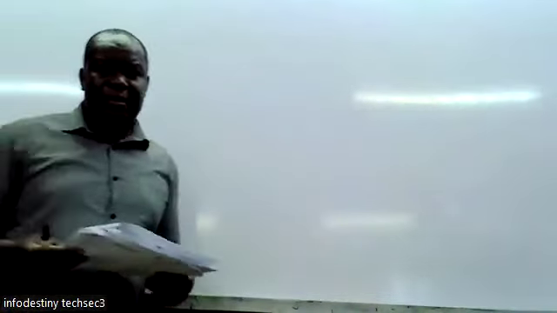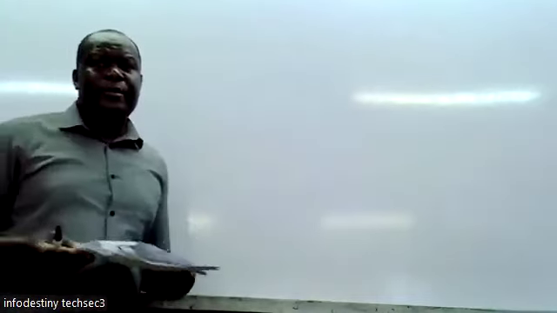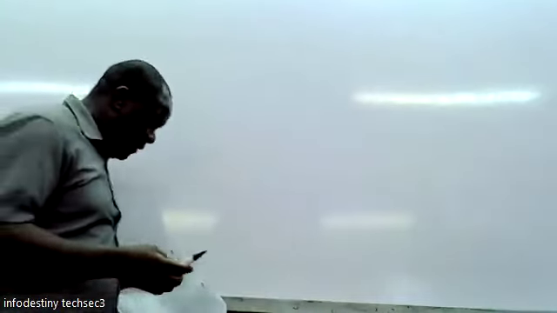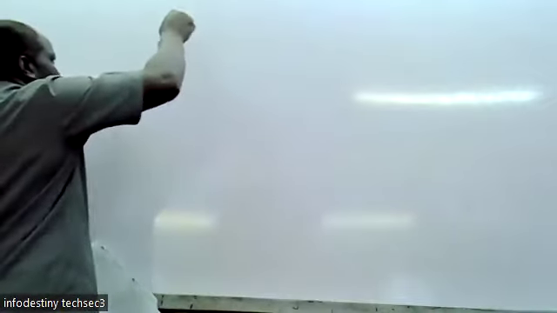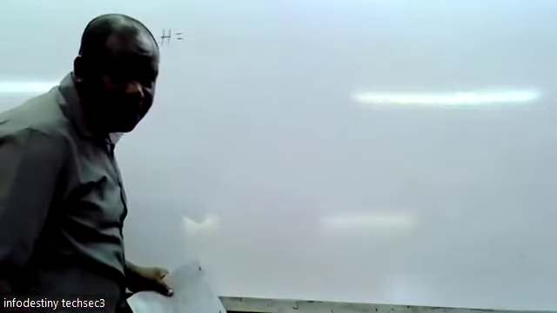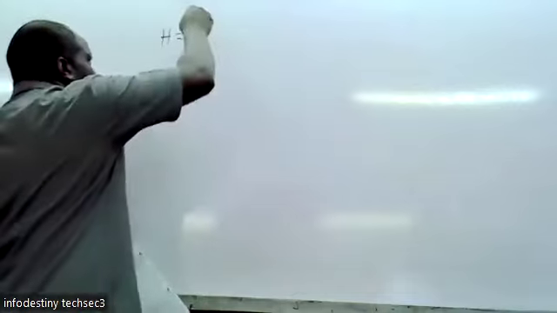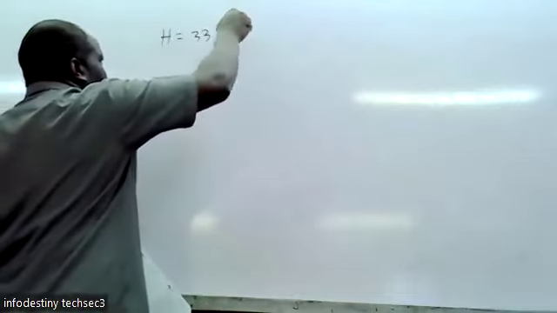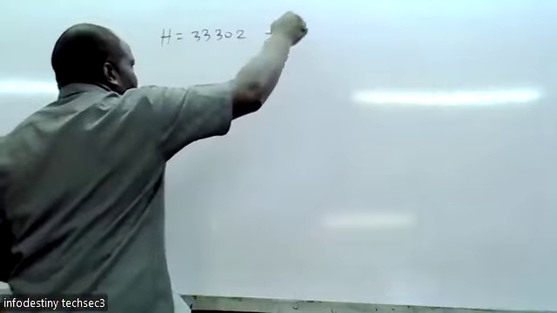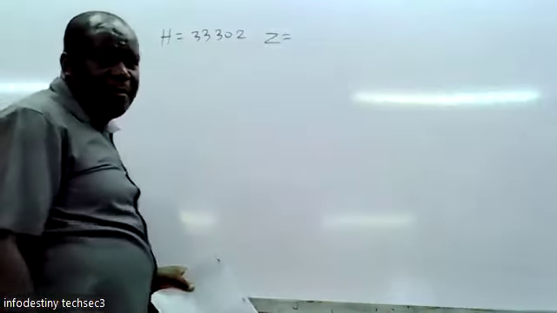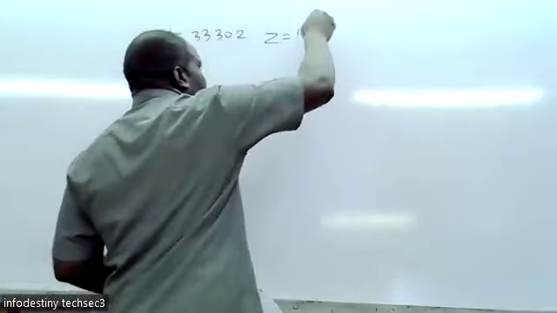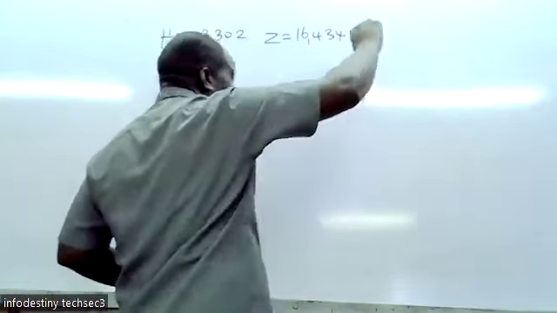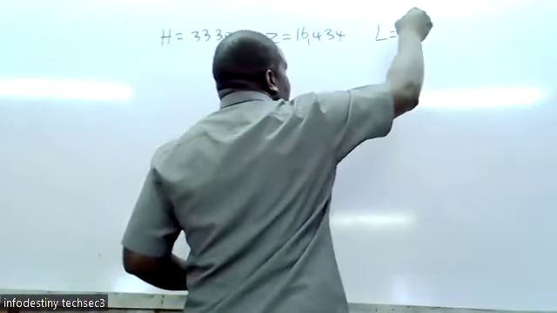So when it comes to the decision, we require 3 points. The first one is H. So remember H. H was 25,302. Then Z was 16,434. And L was what?